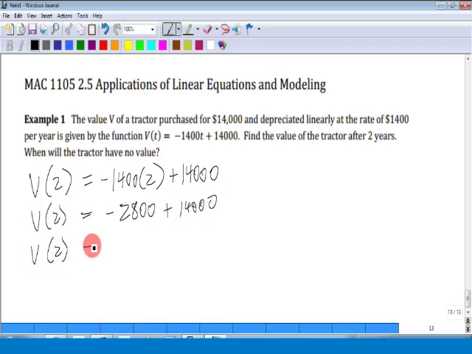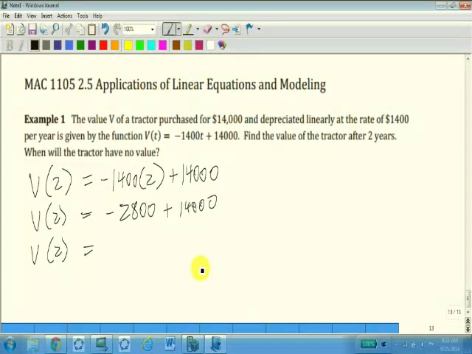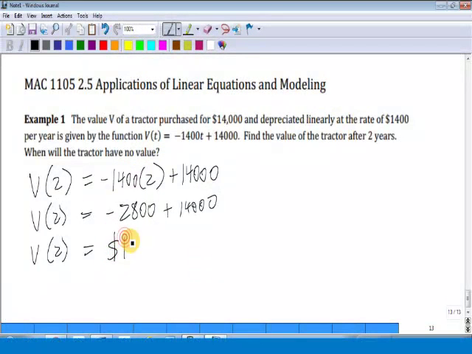What is the value after 2 years? Calculator time maybe. So $11,200. Did I do that right? Something like that. $11,200. And the other one that may challenge us a little bit more.